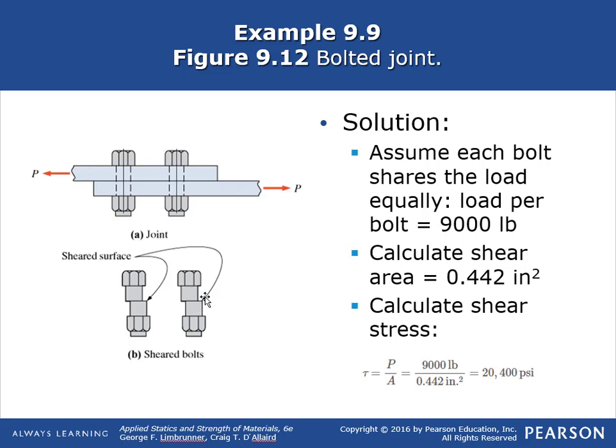Okay, and then we need to calculate the shear area of the bolts. The shear area is just as shown here with this jagged line. So the shear area of the bolt is actually based on the diameter of the bolt. So then we're going to calculate the shear area, that's pi over 4 d squared of the 3/4 inch bolts, and then we can calculate what the shear stress is in each bolt, and we get 20,400 psi.